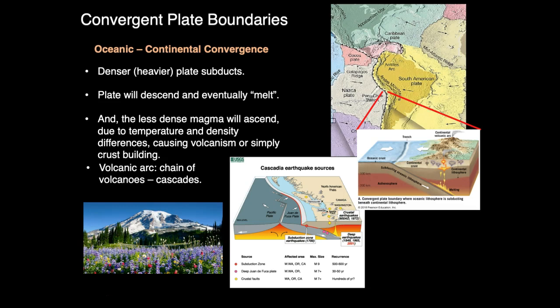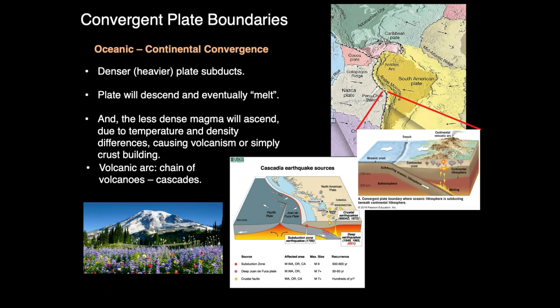So because of the rising of the more buoyant material, it is common that you will have volcanic arcs associated with this type of convergent plate boundary, with this oceanic-continental convergence. And these volcanic arcs are linear volcanic mountain systems that are parallel to the edge of the subducting plate. Okay? So two very good examples of this in the world are the Cascade Mountains in the western US and Canada.